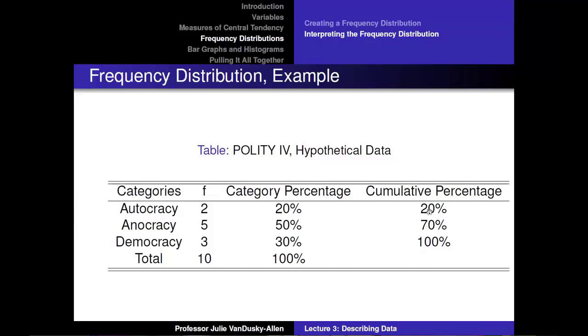Autocracy only goes up to 20% in the cumulative percentage column, so autocracy cannot be the median. Anocracy goes up to 70%, so it includes the 50% value. So anocracy is the median value of this data set.